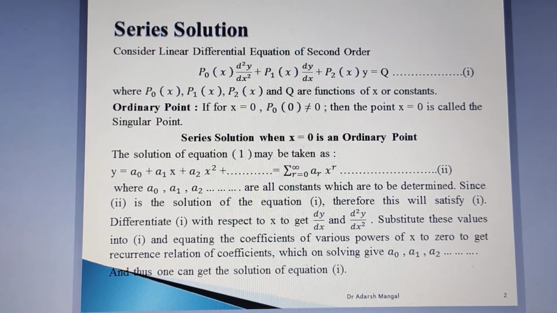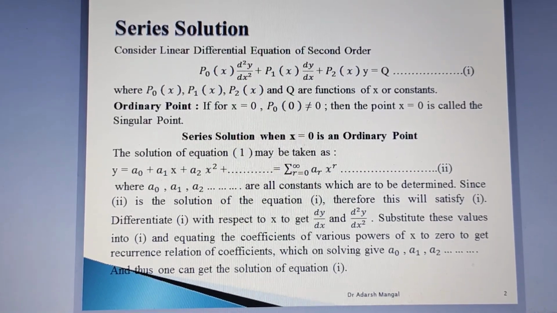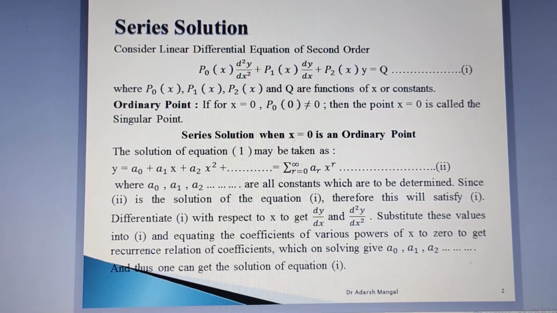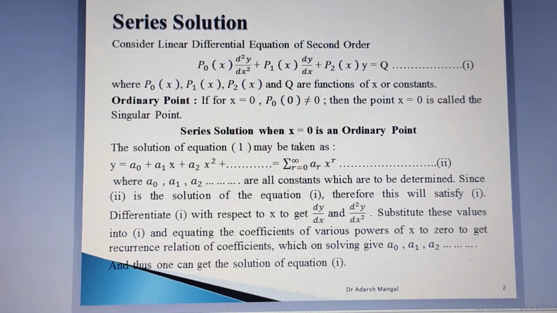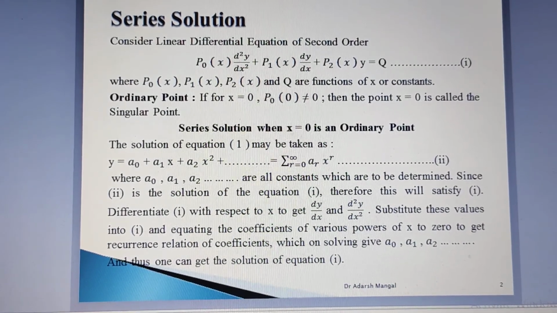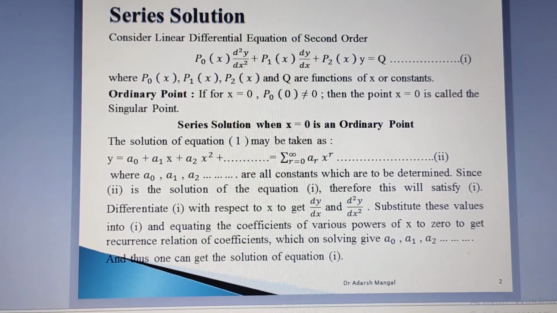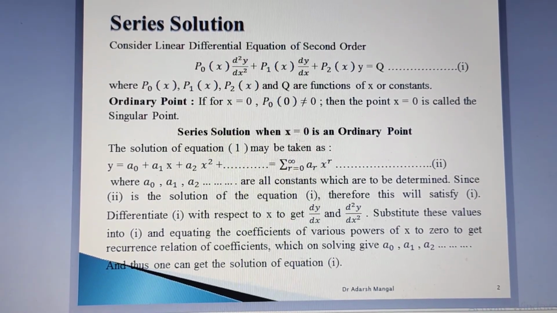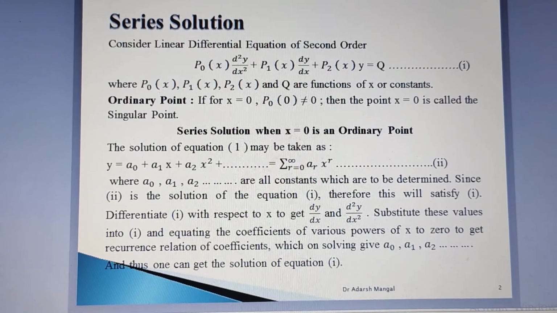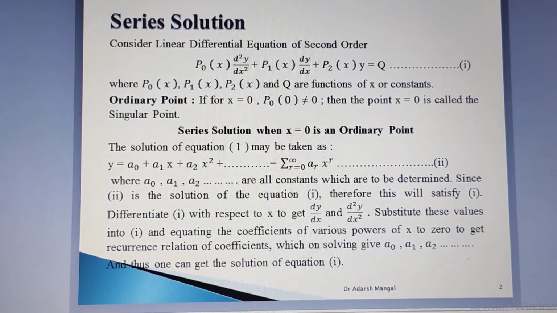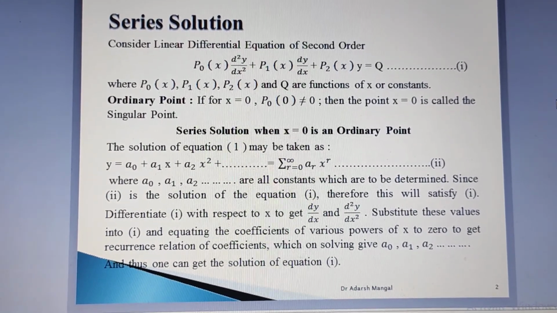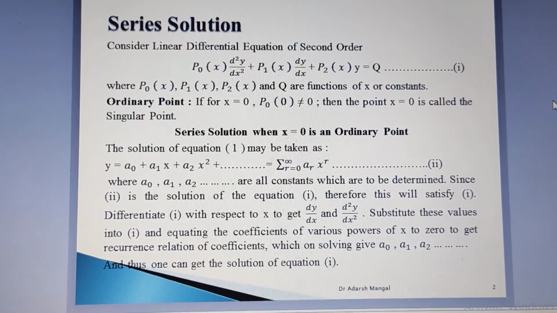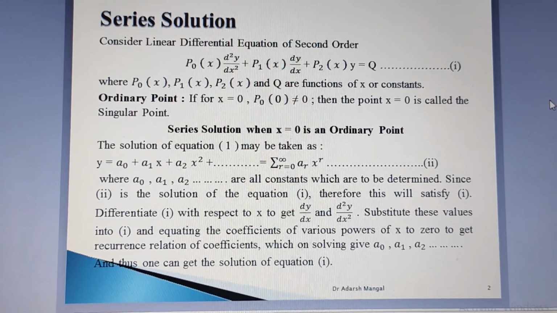Now we have to differentiate the series solution with respect to x to find y1 and y2. Now substitute these values into the given equation and equate the coefficients of various powers of x to 0 to get a recurrence relation between coefficients, which on solving gives a0, a1, a2 up to an, and thus one can get the solution of the desired equation.